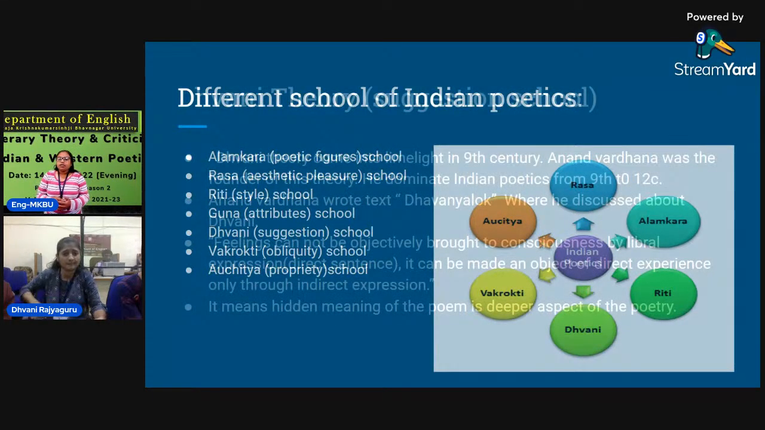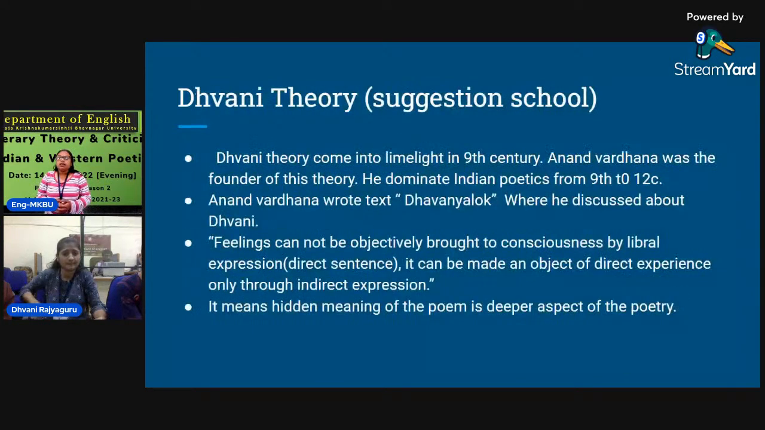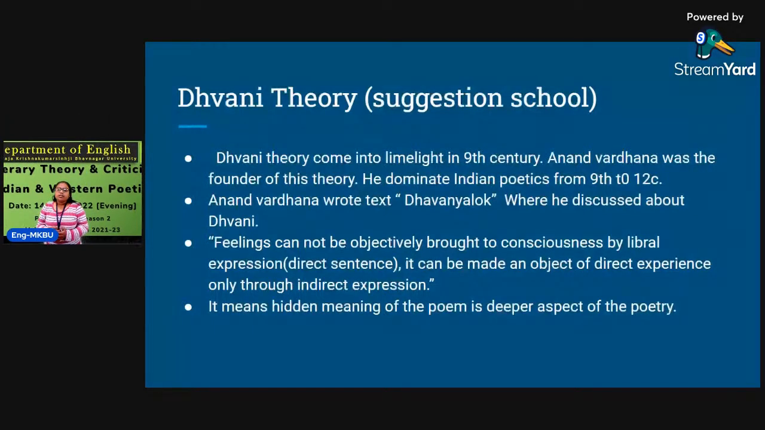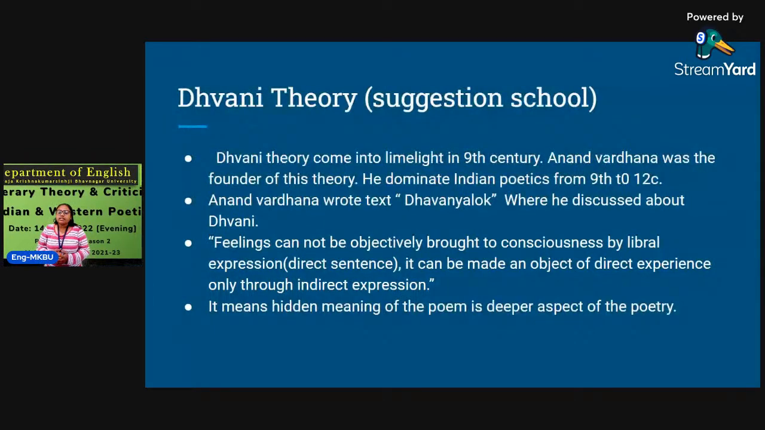So my main topic is dhvani theory, known as the suggestion school. Dhvani theory came into the limelight in the 9th century. Anandvardhana was the founder of this theory. Anandvardhana was a Kashmiri poet and known as the Dhvanikar. He gave his text Dhvanyalok, and that's why he is called Dhvanikar. He dominated Indian poetics from the 9th to the 12th century.